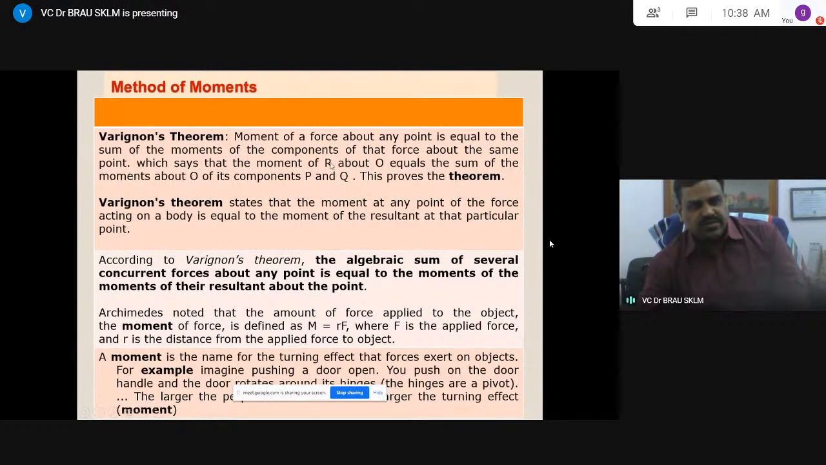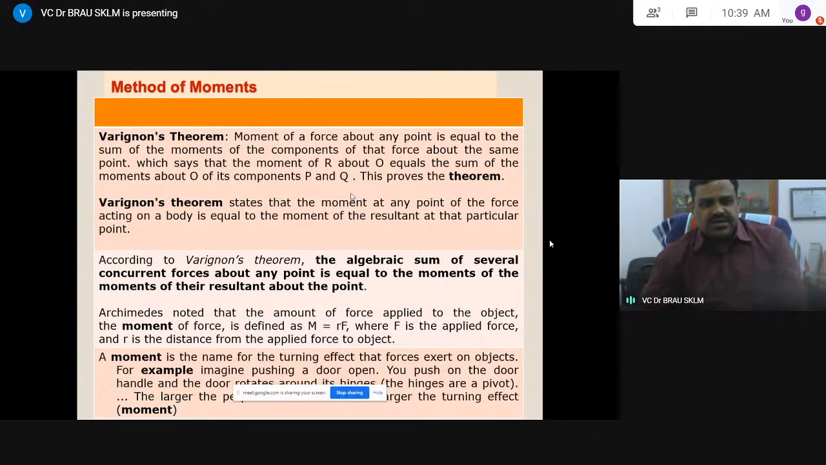Suppose P and Q are the components of R. Once again I am repeating, the moment of a force about any point, I am taking point O, is equal to the moment of the resultant force about that point. These two are components. The moment of this force about this point is equal to the moment of the component forces P and Q about the same point, which is called Varignon's theorem. If you can prove this, that is what proves Varignon's theorem.